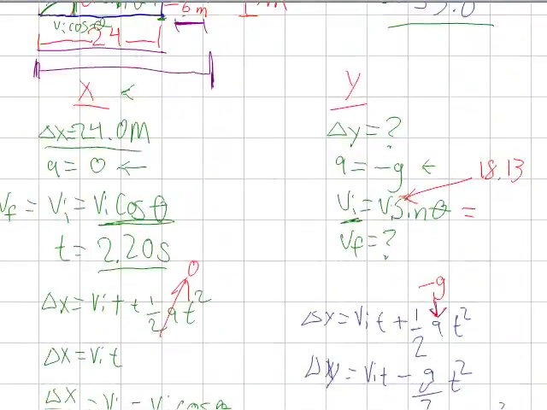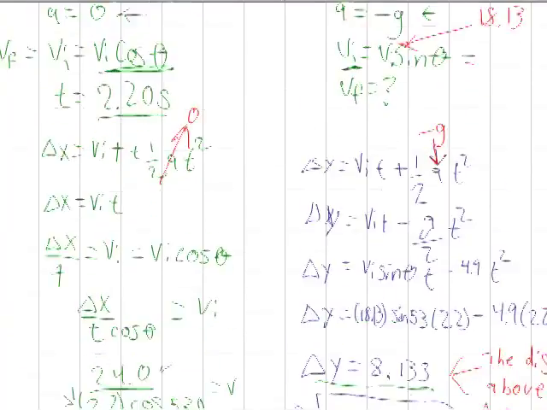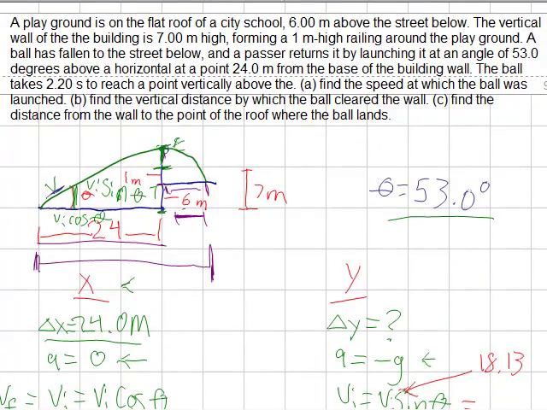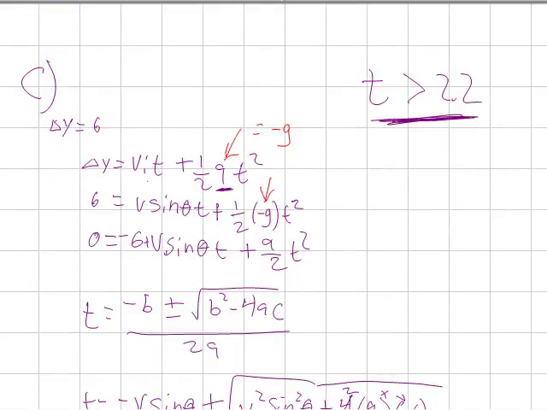Now we work on part C. Find the distance above the wall to the point of the roof where the ball lands. For this part, at 2.2 seconds the ball was right here. We know that our y has to be 6 since it's going to land on the roof, but it's going to take longer than 2.2 seconds. So we're going to have to solve for our t, and our t is greater than 2.2 since we know that.